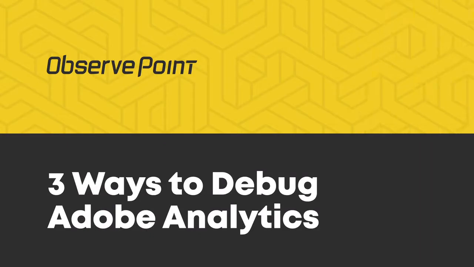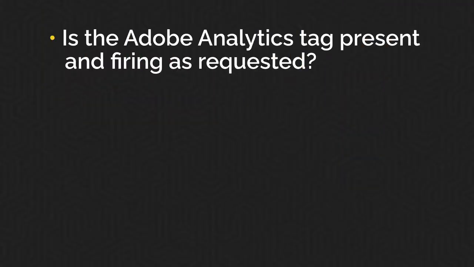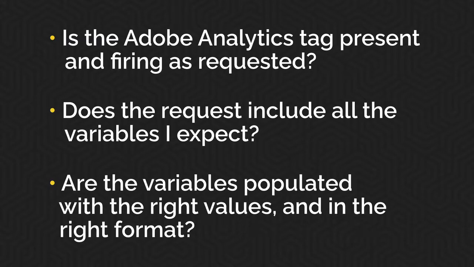The goal of debugging an Adobe Analytics implementation is to verify your tags are firing as expected on any given page or on any given event. Specifically, you're trying to answer the following questions. Is the Adobe Analytics tag present and firing as requested? Does the request include all the variables I expect? And are the variables populated with the right values and in the right format?